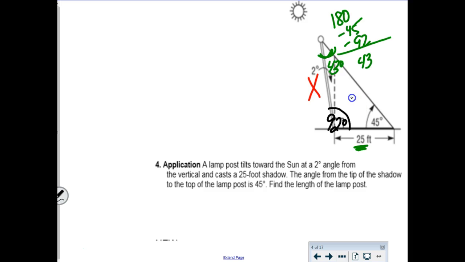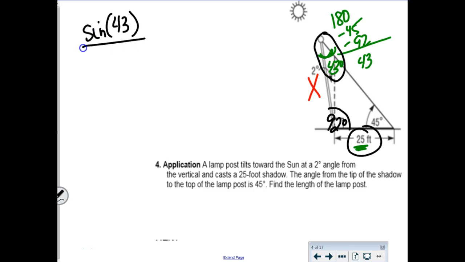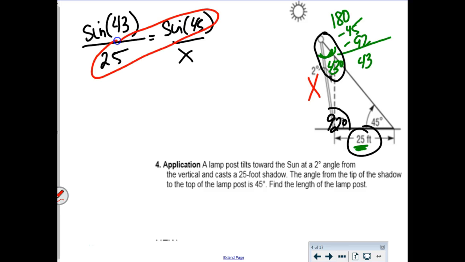You start with the part of the triangle that's all filled out. So for us, that would be the 43 degree angle and the 25 feet. So the sine of 43 over 25 equals, and then if you're trying to solve for x, you're going to use his angle. So sine of 45 over x. So on your calculator, cross multiply, and then you're going to divide by the sine of 43.